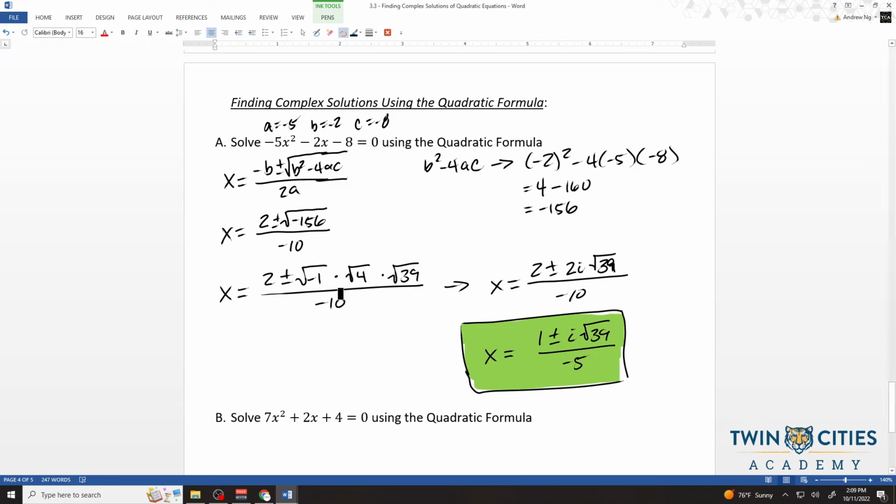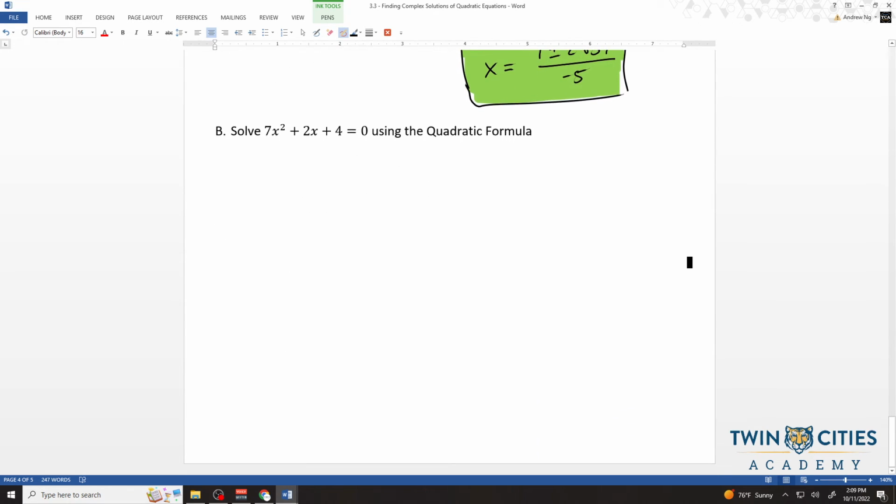Now let's do one more. Let's solve 7x squared plus 2x plus 4 using the quadratic formula. Again, over to the left, let's set up our quadratic formula. X equals negative b plus or minus the square root of b squared minus 4ac all over 2a. And over to the right, we will put in what our discriminant is. This is b squared minus 4ac. Well, what are these? A equals 7, B equals 2, and C equals 4.